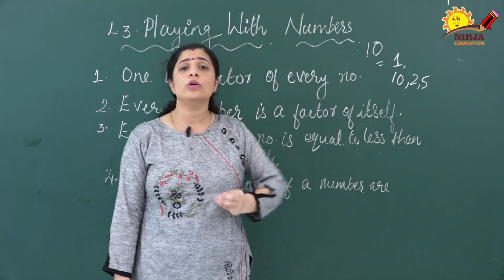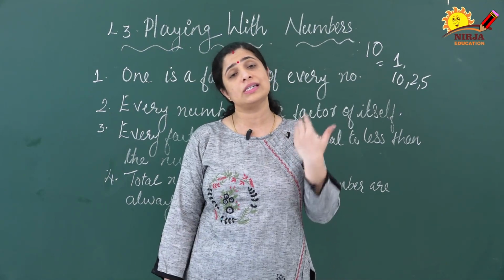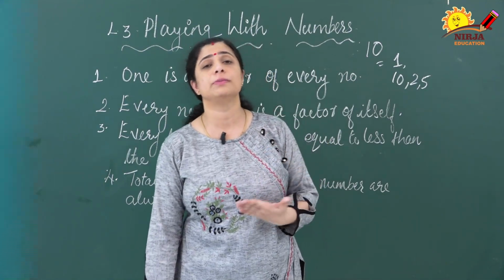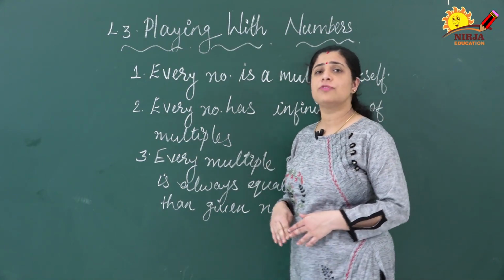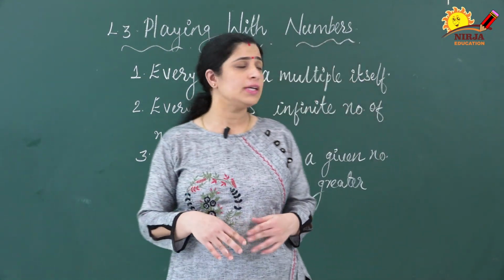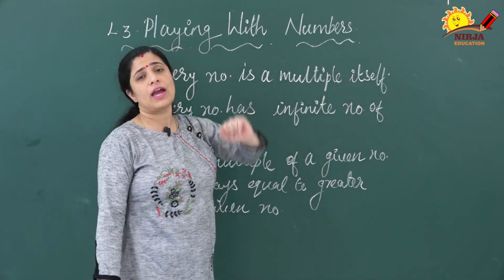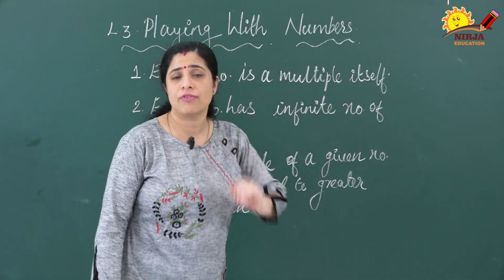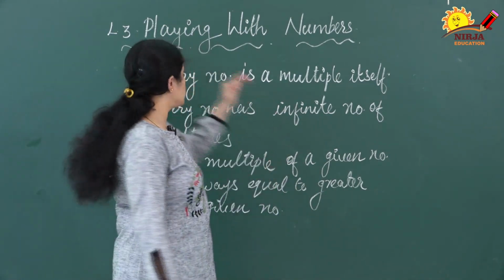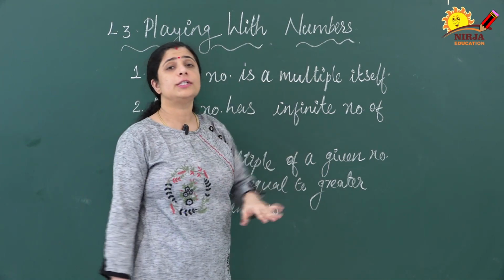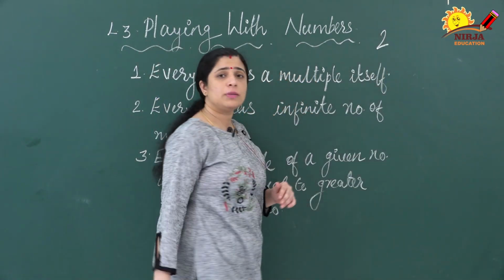Now we are going to discuss the properties of multiples. Here we have written the properties of multiples. What is the first property? The first property is that every number is a multiple of itself. Already we have discussed in factors that every number is a factor of itself. In the same way here also, every number is a multiple of itself. Suppose I am taking 2. We have to find the multiples of 2.